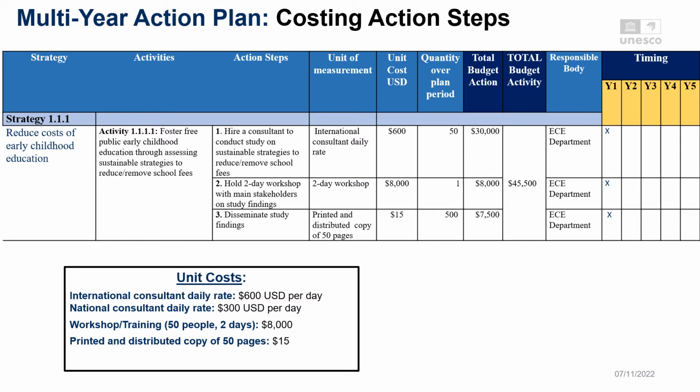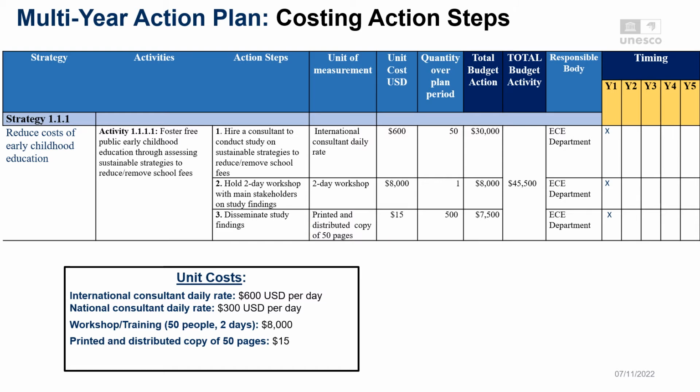For our third action step, we may decide that we want 500 printed copies of the study findings to be disseminated. We would write printed and distributed copy of 50 pages in the unit of measurement, $15 in the unit cost, and 500 in total over plan period. The total budget of this action would therefore be $15 times 500, or $7,500.